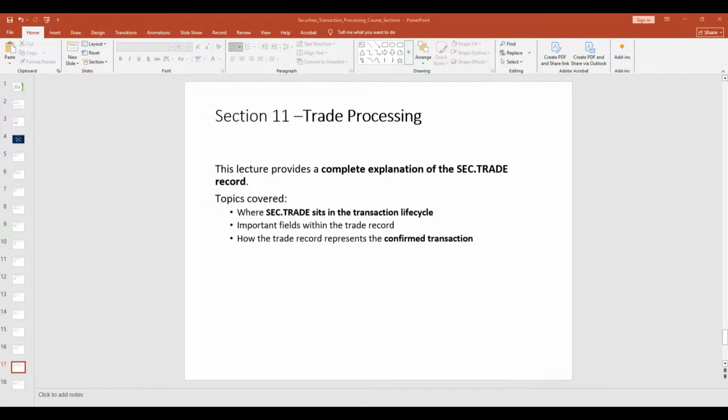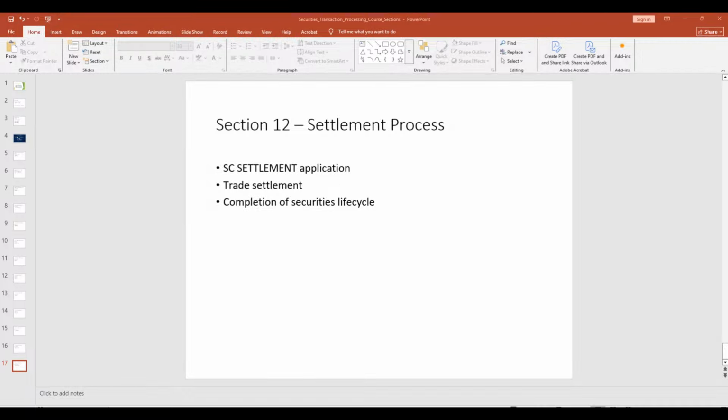Finally, in section 12, we complete the life cycle with securities settlement. Here we learn how settlement is processed using the SC settlement application. This is where the financial transaction is completed, and both the securities position and cash movements are finalized.